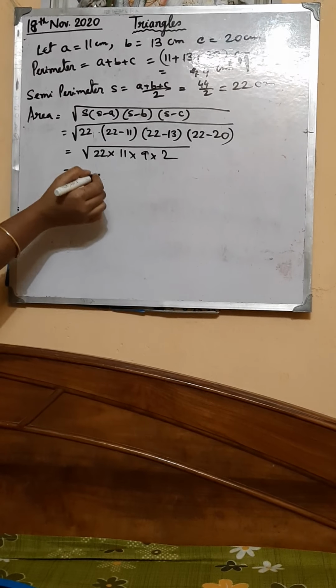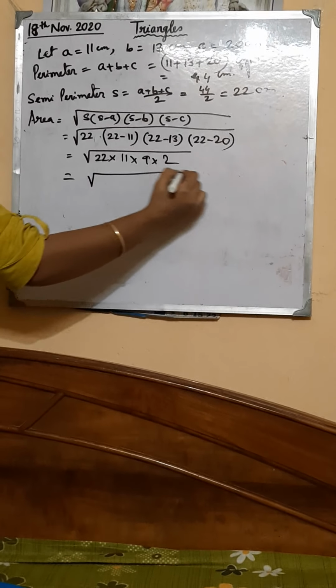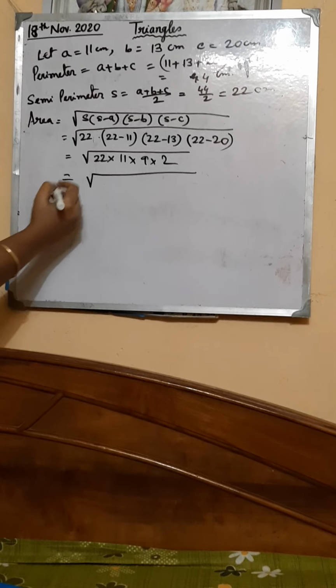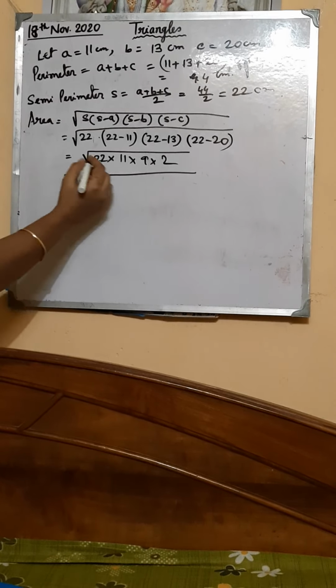Okay. Now, factors of 22 are 2 into 11, so root over 2 into 11 into 11 into 3 into 3 into 2. Now take the pair out of the root. There are two 2's in the root, so we take out one 2. Two 11's is one 11 and two 3's is one 3. So if you multiply this, you get 66 and unit will be centimeter square. Okay. So area of the triangle equals 66 centimeter square.